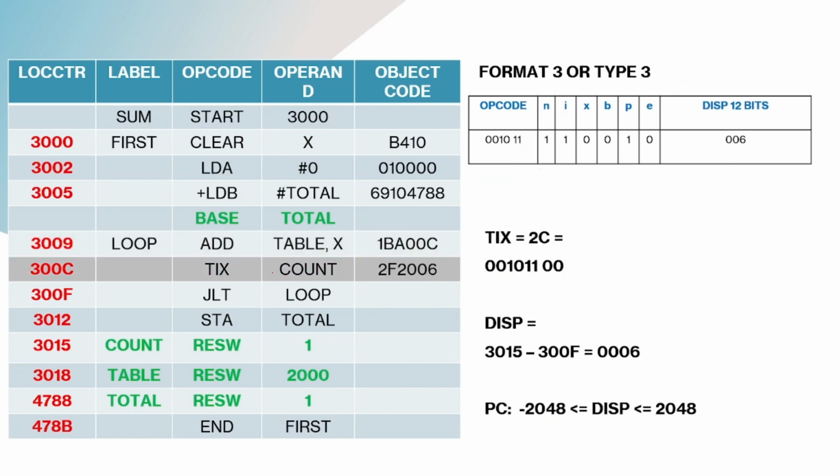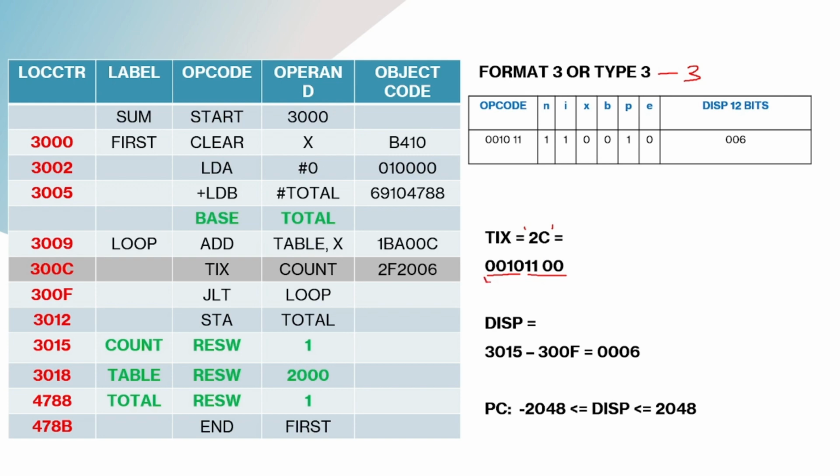So next one, we have TIX of count. Now again, TIX and count, you can see is a format 3. There are no registers being used, and there is no plus to say it's extended. So 3 bytes. And TIX, if you refer, is given as 2C. So 2 is this and C is this.